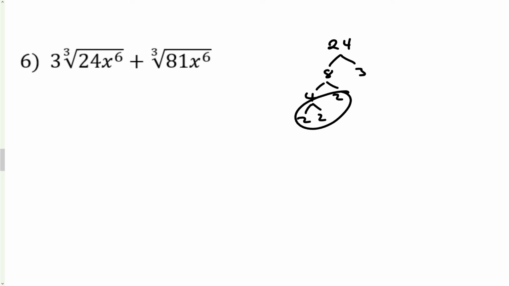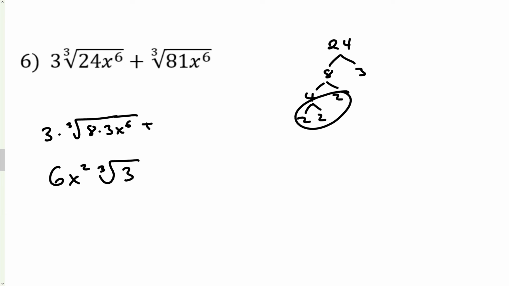Okay? So this basically turns into 3 times the cube root of 8 times 3x to the 6, which then the cube root of 8 is 2, which comes out here and multiplies with this 3. The cube root of x to the 6 is x squared, the 6 divided by the 3, and we're left over with the cube root of 3.